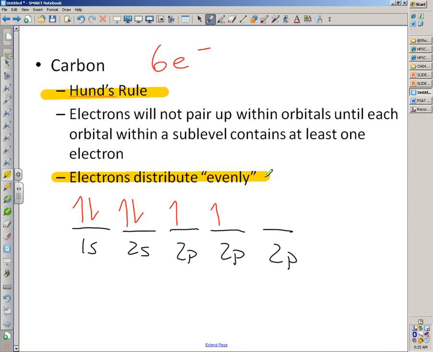Okay, let's jump ahead. What's the next one you guys have on your outline? Neon. Neon? Okay. Let's do oxygen real quick, okay? Because oxygen's not on your sheet, so if you want to do it on the side or in the margin, okay? Let's do oxygen real quick.